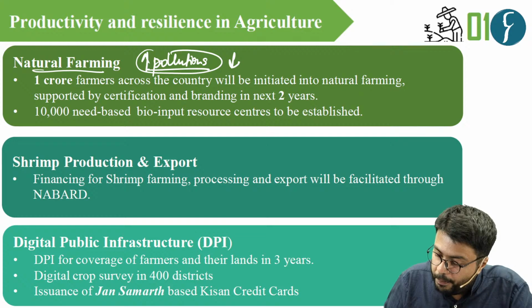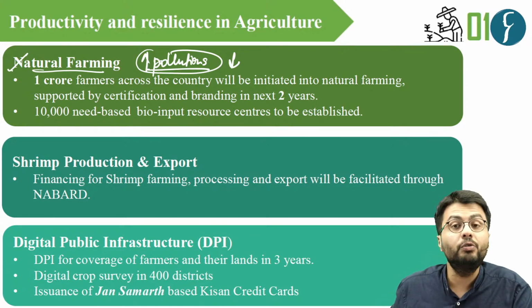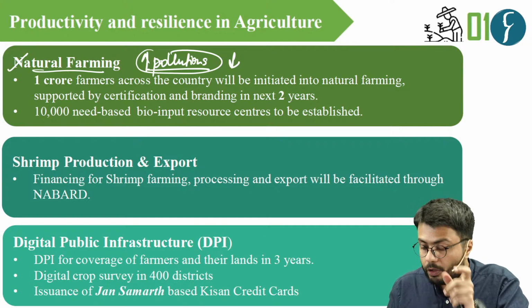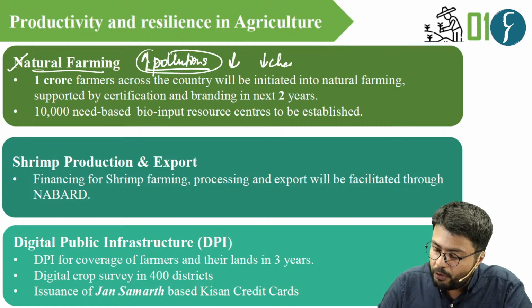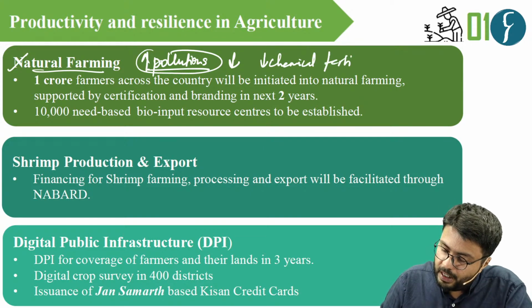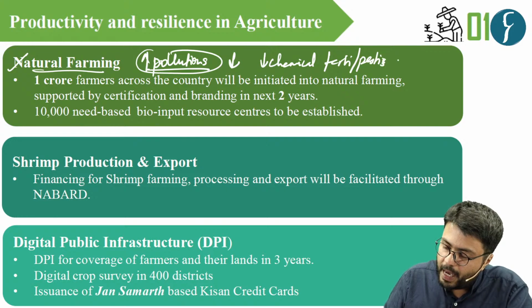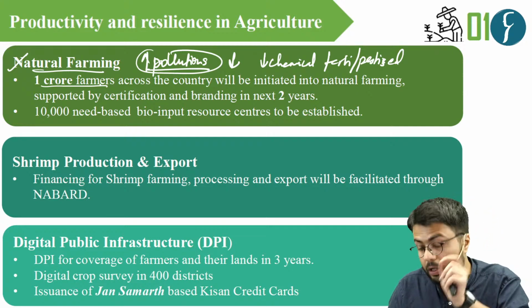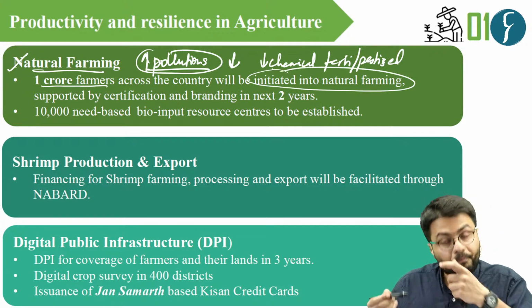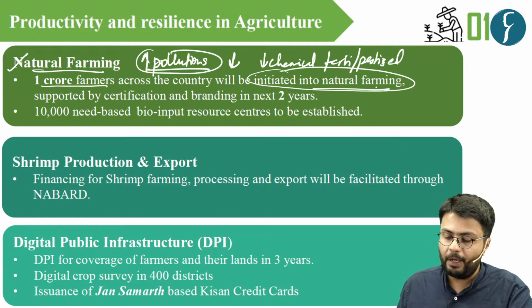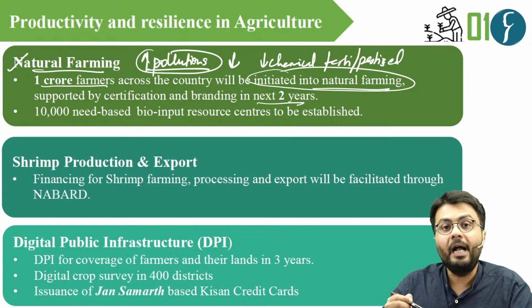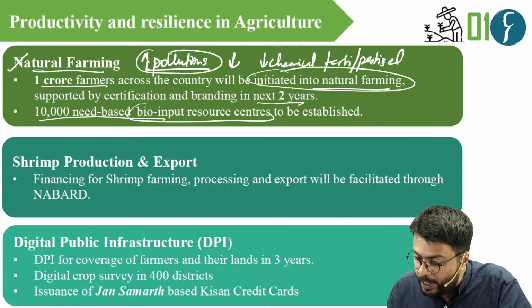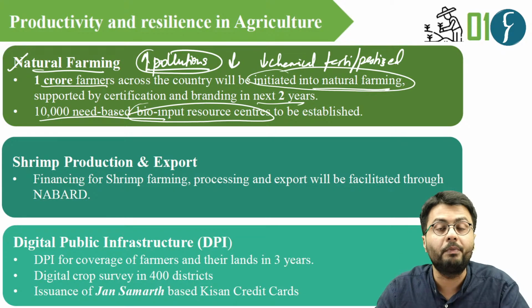So to control the pollution, the government is promoting the use of natural farming, that not just aims to control pollution, but it also aims to reduce the amount of chemical fertilizers and pesticides that are used by the farmers generally. So in this regard, 1 crore farmers across the country will be encouraged to undertake natural farming processes in the next 2 years, and to provide them with raw materials and inputs, 10,000 need-based bio-input resource centers will also be established.